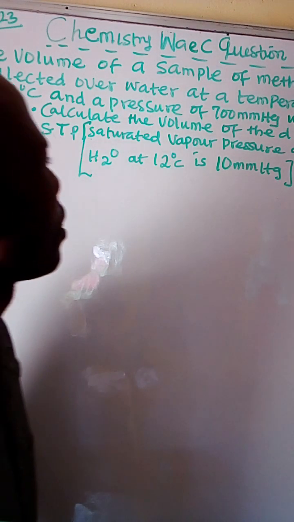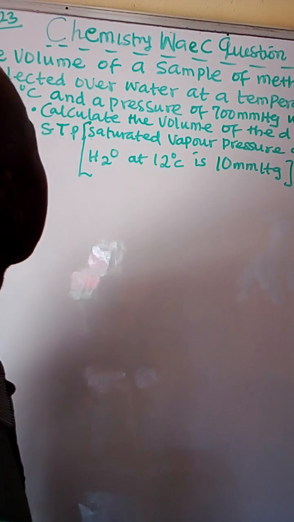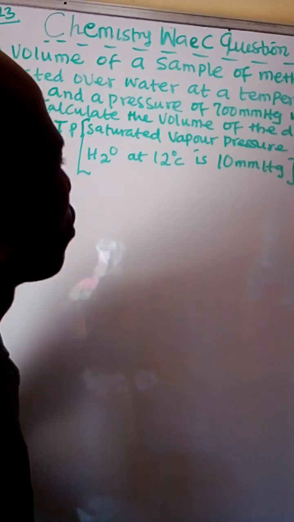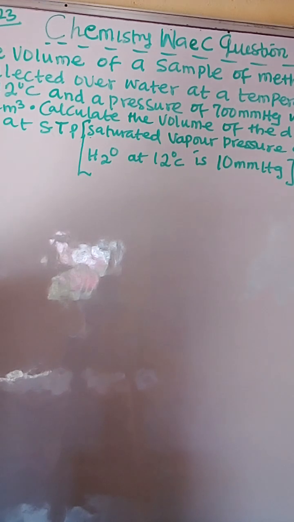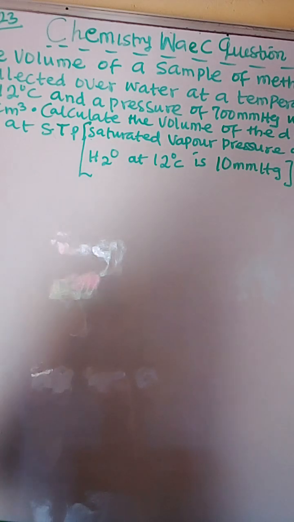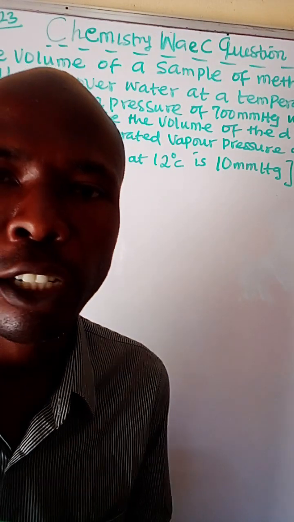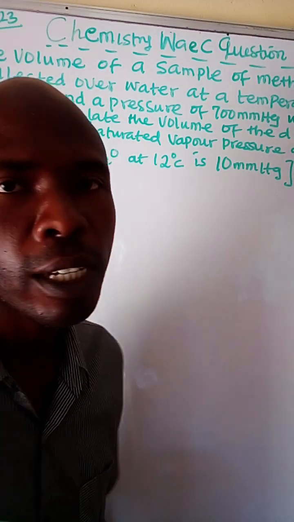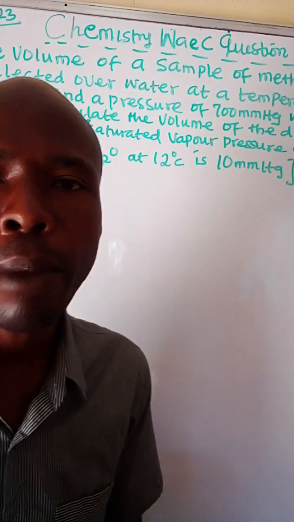The volume of a sample of methane collected over water at a temperature of 12 degrees Celsius and a pressure of 700 millimeter mercury was 30 centimeter cube. Calculate the volume of the dry gas at STP. STP means standard temperature and pressure. And we are given the saturated vapor pressure of water at 12 degrees Celsius to be 10 millimeter mercury.